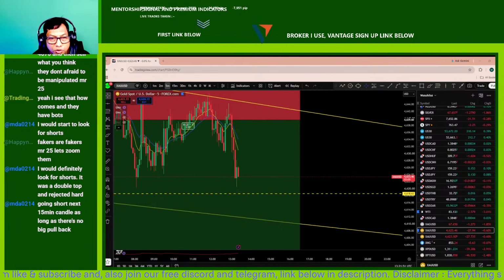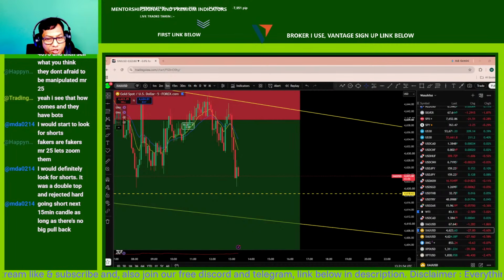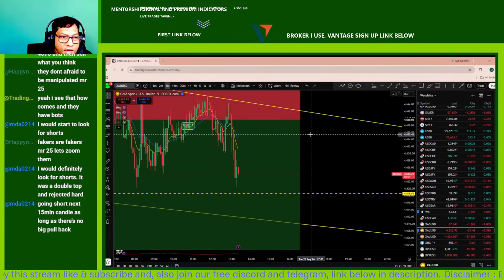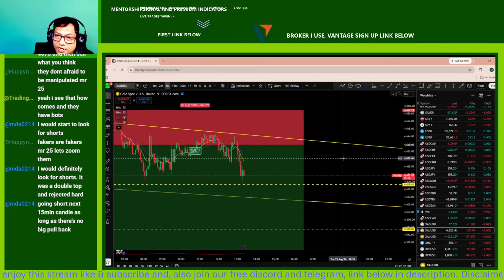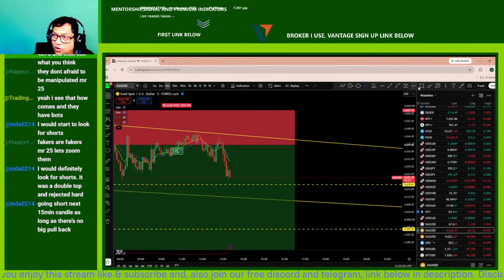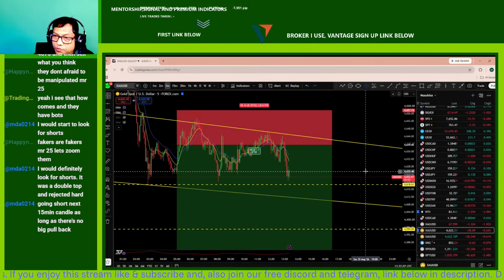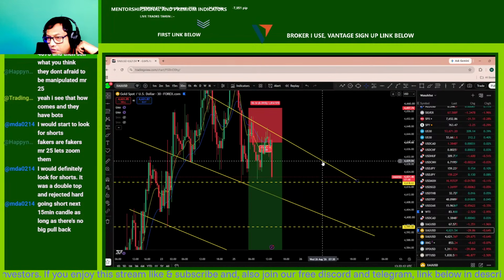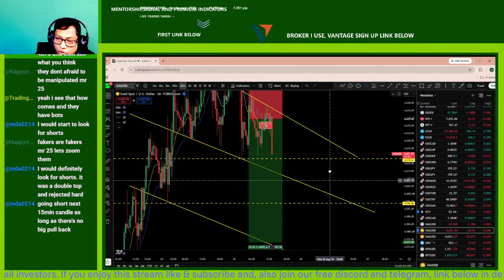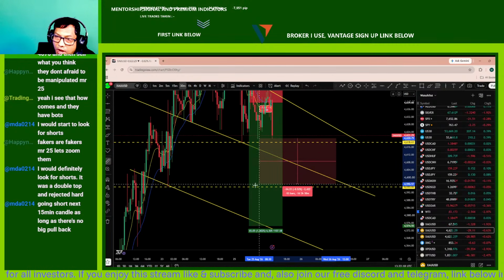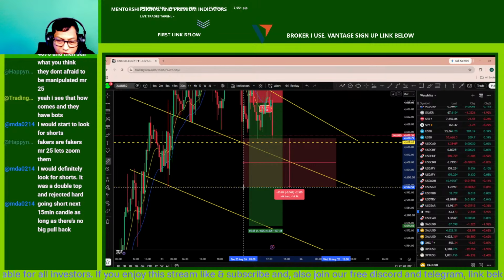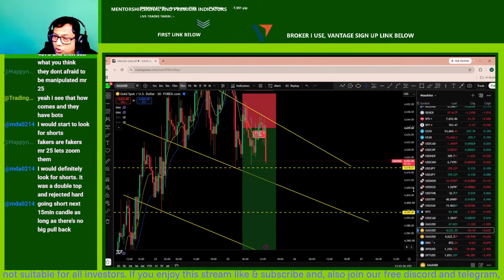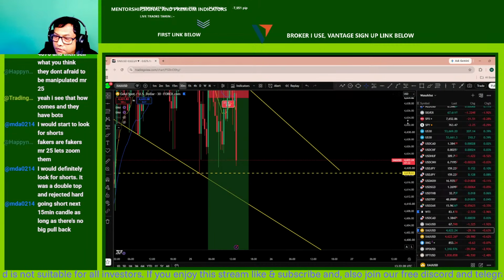Definitely look for shorts. It was double top and rejected hard. Going short next 15 minutes. We see that entire break of support, and the confluence shows it's going to keep pushing down for further selling pressure. There is also a fair value gap along this area, a 260 pip fair value gap, that can continue to drop down in this area.